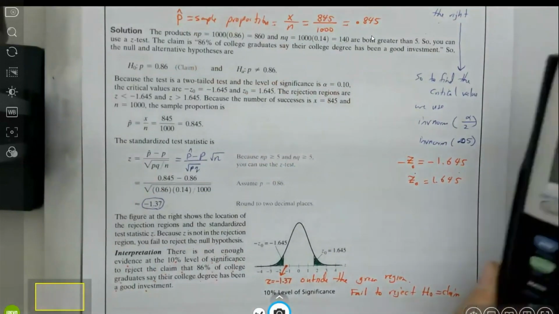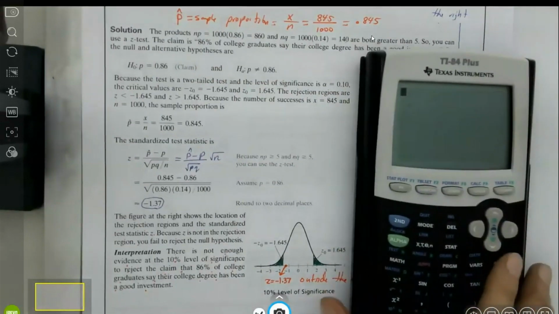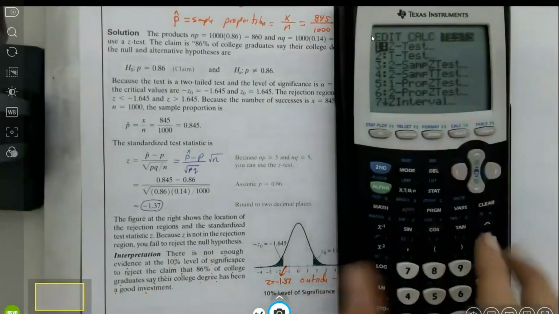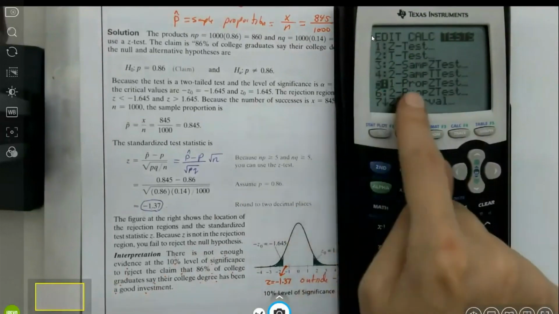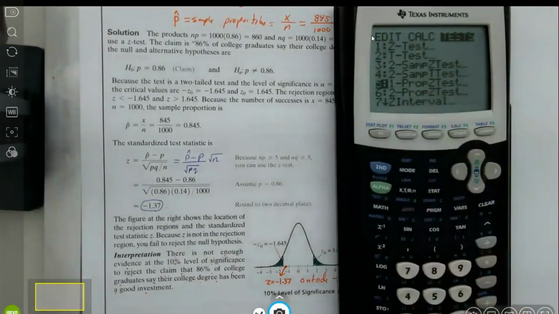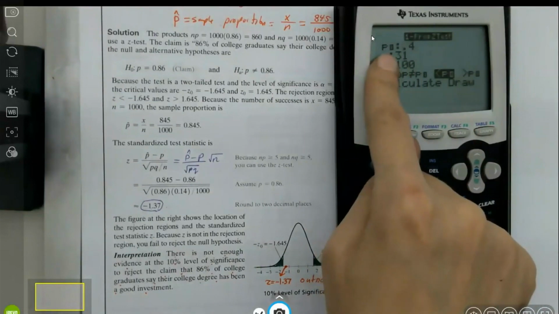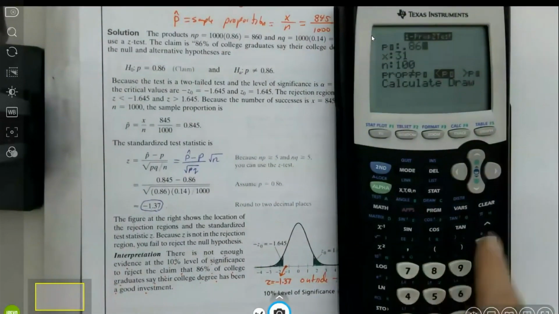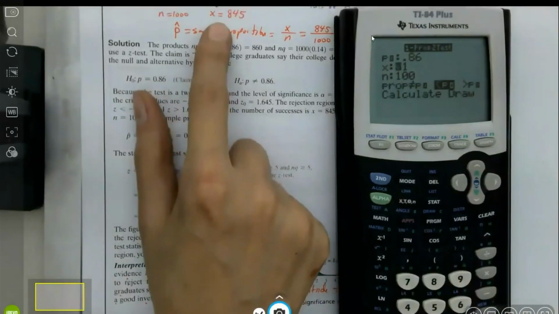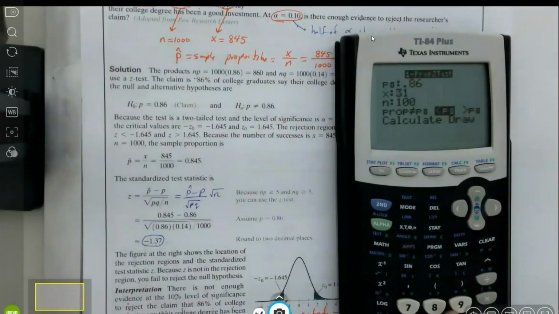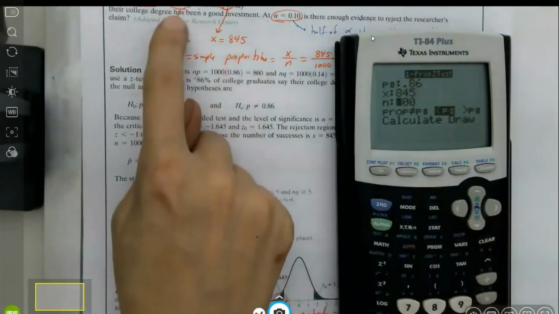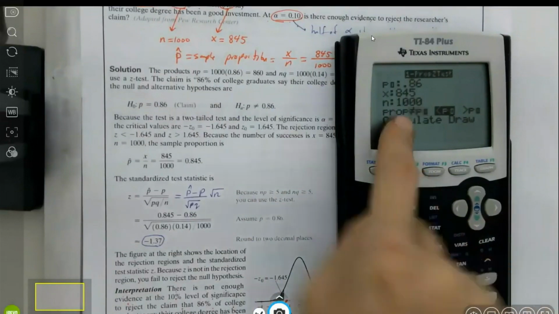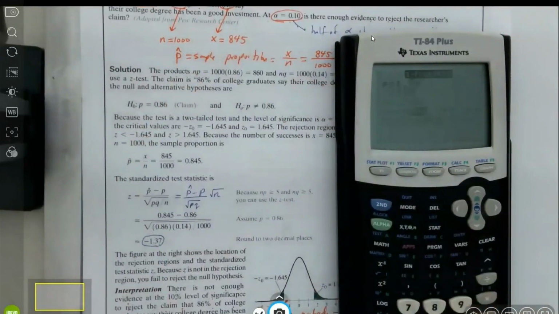Let us take a look at our calculator, double check this. We go to stat, we go to tests. We need to find one proportion Z test. P sub 0 is 86%, so 0.86. X is 845, and N is given as 1,000. And remember that it's a two-tailed test. Let us do the calculation.